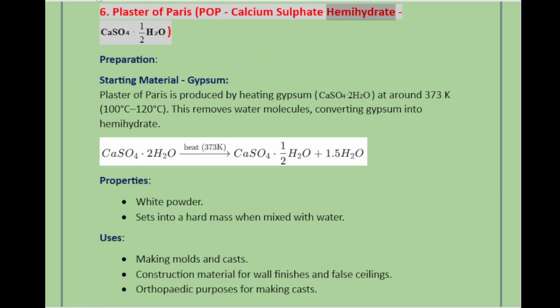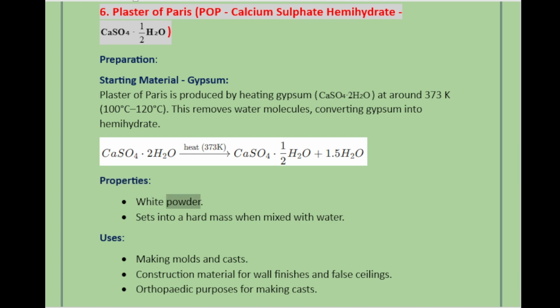6. Plaster of Paris, POP, calcium sulfate hemihydrate. Preparation. Starting material: gypsum. Plaster of Paris is produced by heating gypsum at around 373 K, 100 degrees C to 120 degrees C. This removes water molecules, converting gypsum into hemihydrate.